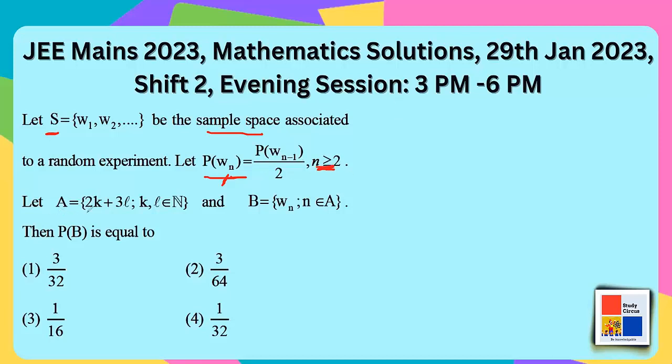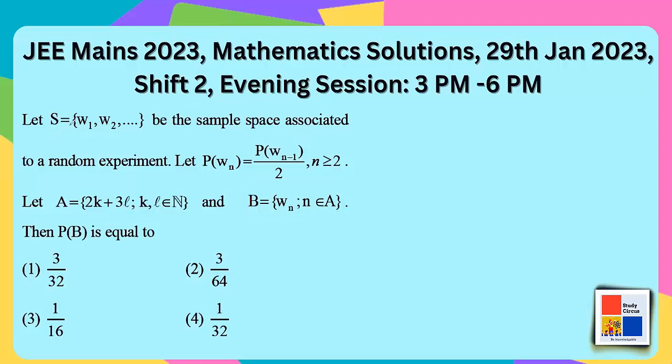Then we have a set of these numbers 2k plus 3l. K and L, both of them are natural numbers. Then you have to find the probability of this set B. Okay. So I'll explain to you what the question means and how we can approach it. So let's approach the question one by one, piece by piece.